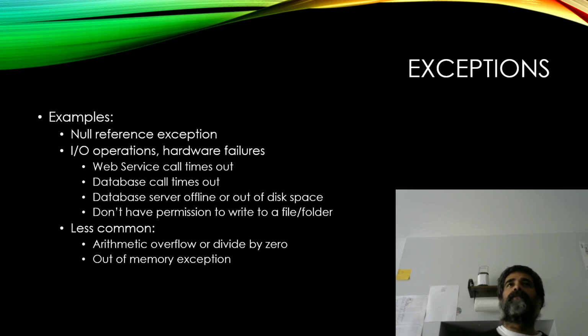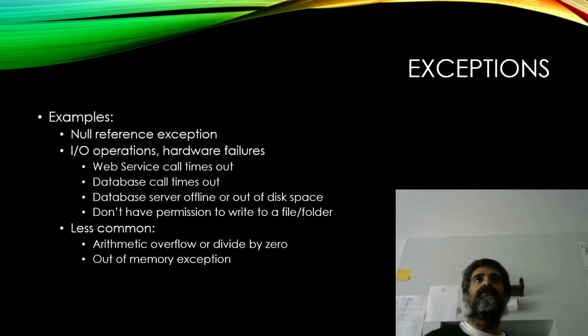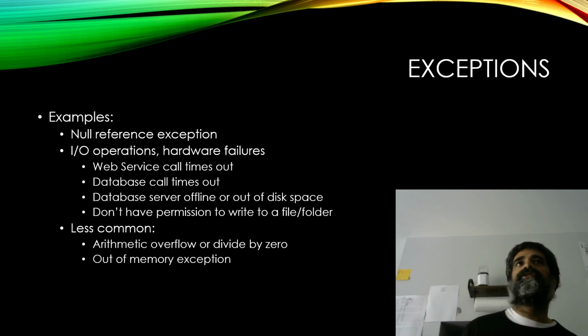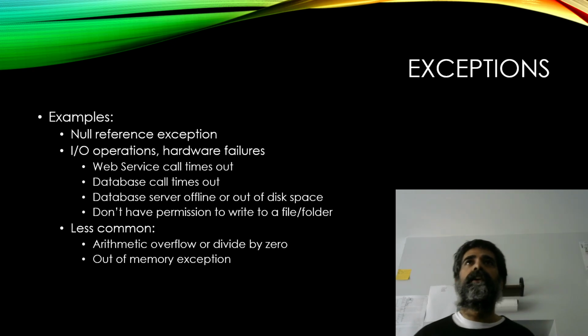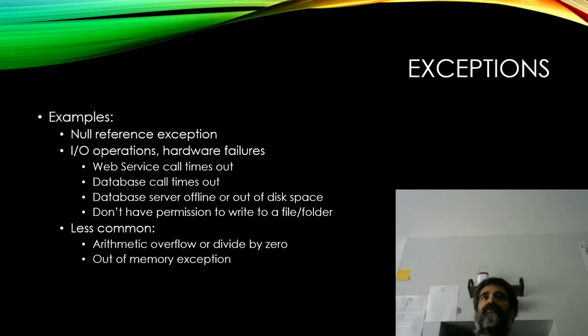Others could be, maybe a database server is offline or it's out of disk space, and offline could include not reachable. So maybe if the network engineer made a change and moved a database server to a part of the network that's not accessible from your app server, like it's behind a firewall or something, that could be an example of a database server being offline. Or maybe if you're doing some file output and you don't have permission to write to that file or folder, or the computer's out of disk space, that would result in an exception as well.